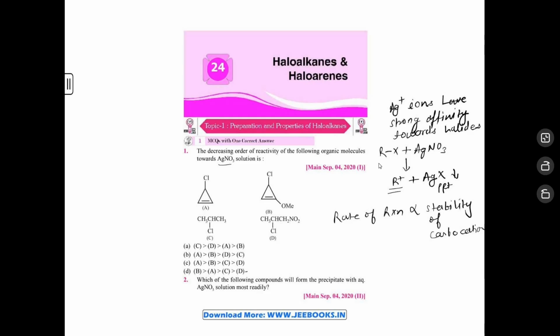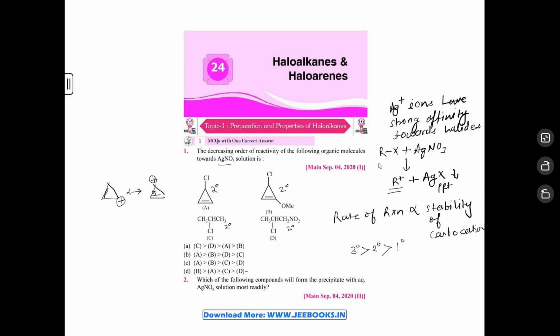And we know that a tertiary carbocation is more stable than a secondary carbocation, and secondary is more stable than primary. But here all carbocations are secondary, so we have to see which one is more stable. If you make the carbocation of this, it will be like this, and the positive charge is delocalized due to the conjugation with the pi electrons. So this carbocation is stable.